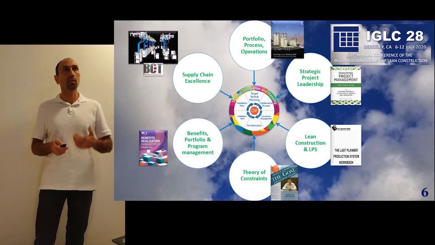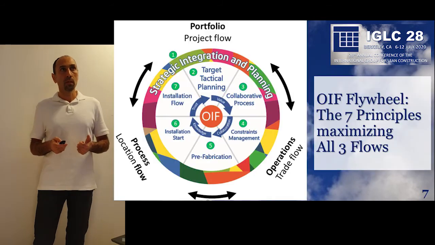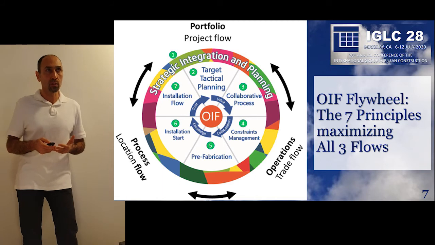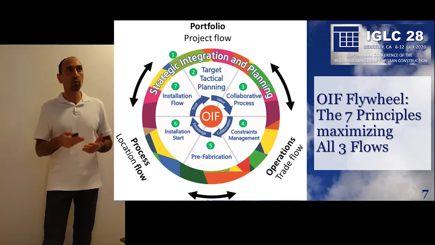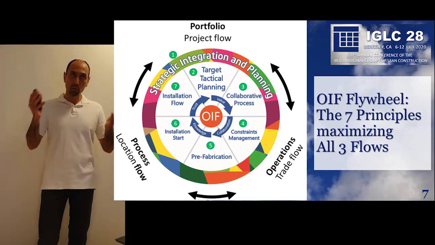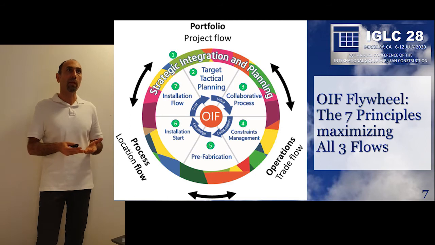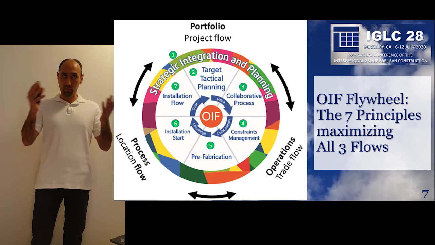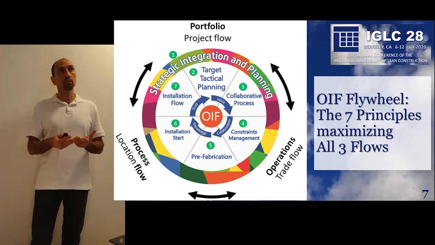So let's take it one by one. So this is the OIF flywheel. As you can see, we have 7 different principles. In the outer circle, you can see the strategic integration and planning, and that hosts or integrates all of the other 6 principles.